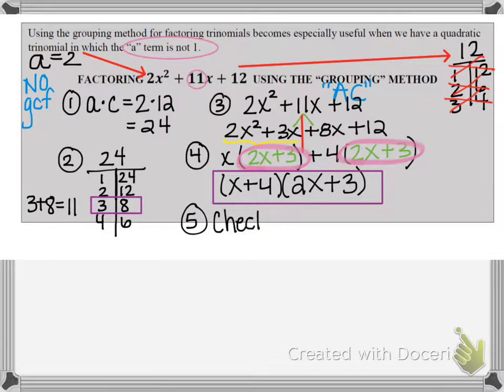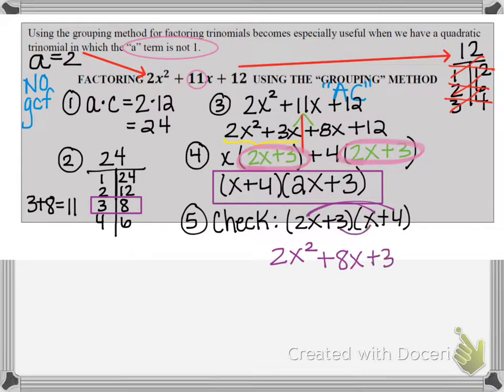But we technically aren't done until we check. I'm just going to rearrange the binomials because people always ask me, does it matter what order I put them in? No, it doesn't. You could put the 2x plus 3 first and the x plus 4 second. So let's do our check. We're going to get 2x squared plus 8x plus 3x plus 12.